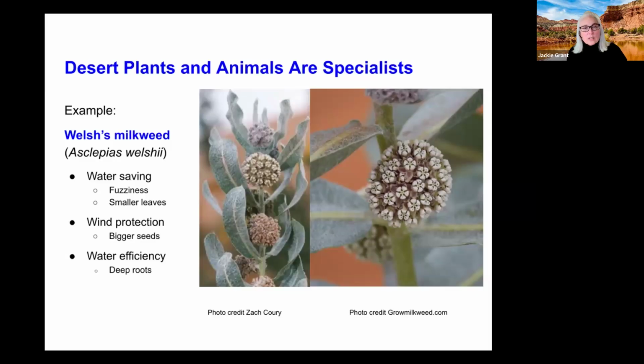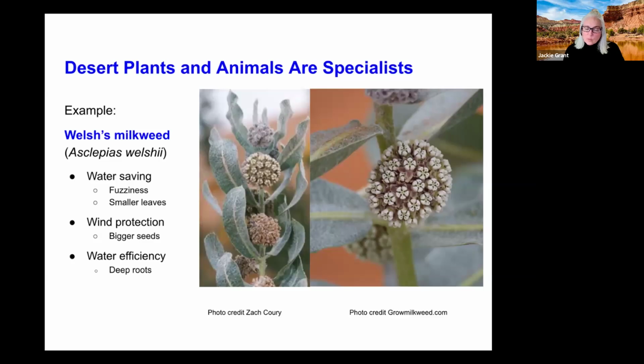So if you've seen a milkweed in a swampy area, it has very smooth leaves, but these desert milkweeds are fuzzy to keep their water to themselves and protect it from the wind. We often will see that these plants have smaller leaves than plants that grow in forests, because a smaller leaf is just less area for the plant to lose water from. Another thing that we see in this particular species is that it has bigger seeds. So this plant grows again in Coral Pink Sand Dunes, and it's very windy there. That's how the sand dunes formed.